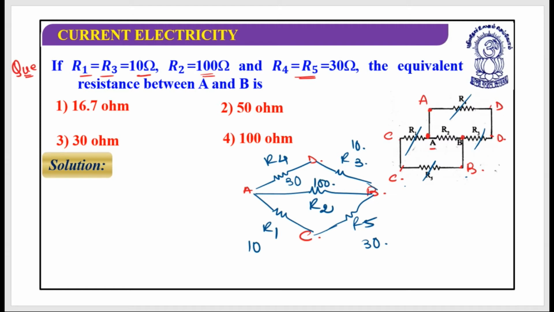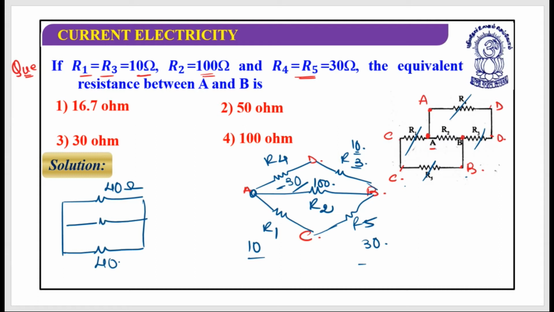100. If you observe this carefully, these three networks, the upper, the middle, and the lower, are in parallel with each other, and this 30 and this 10 are in series with each other. So that means this is 40 ohm, this 30 plus this 10 would be a 40, and this is 100.